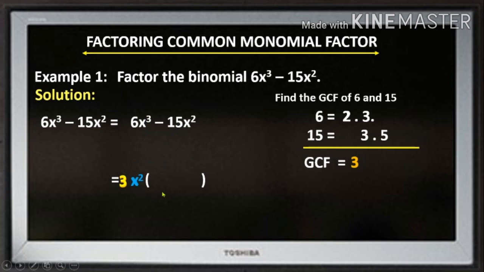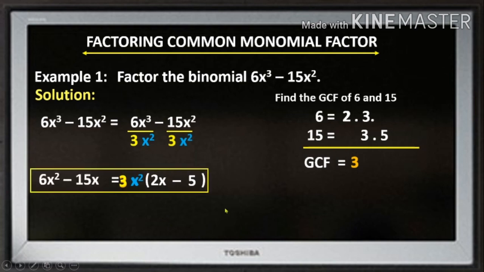Okay. And then we divide both terms by the greatest common factor, which is 3x squared. So 6 divided by 3 is 2, and x cubed divided by x squared is x, so we have here 2x. Then we divide 15x squared by 3x squared. Then negative 15 divided by 3 is negative 5. Then x squared divided by x squared, the same degree, so this can be eliminated. I will explain later for our recall solution. So therefore, 6x cubed minus 15x squared is equal to the product of 3x squared and the difference of 2x and 5, with 3x squared as our greatest common factor.